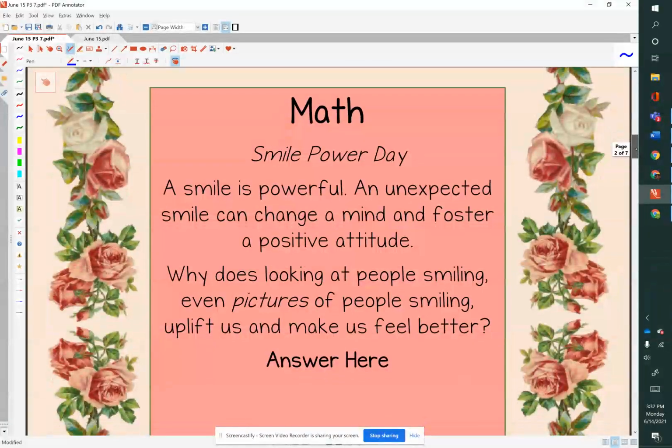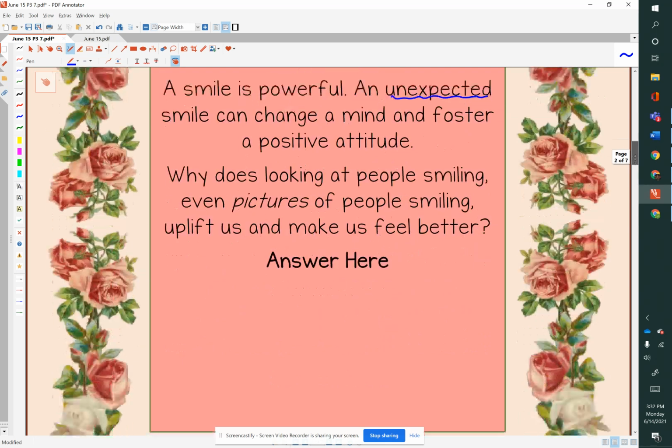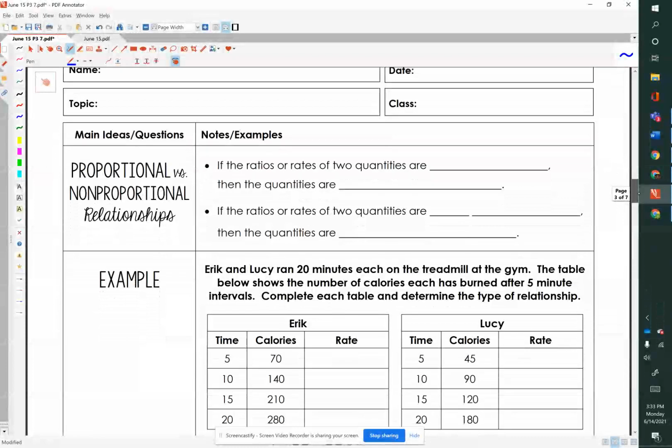So our Do Now for today, for Smile Power Day, goes like this. A smile is powerful. An unexpected smile can change a mind and foster a positive attitude. Why does looking at people smiling, even just pictures of people smiling, uplift us and make us feel better? So I would love you to answer that right there, and maybe do so with a smile. So let's get started with our lesson.